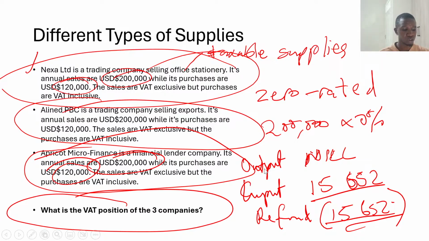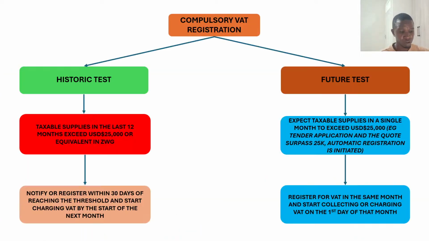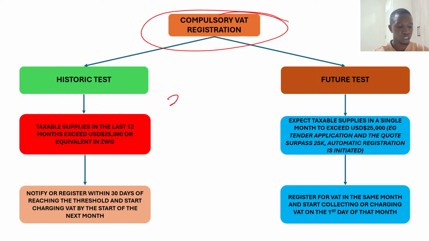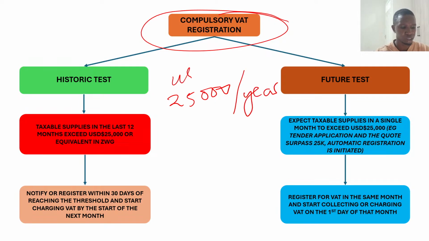All right, so continue. This is for different supplies or different companies in different industries. So we want to touch on VAT registration. We have compulsory VAT registration. If your sales surpass 25,000 per year in USD terms or equivalent, you are required to register for VAT.